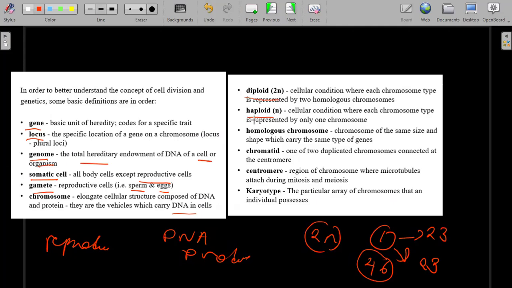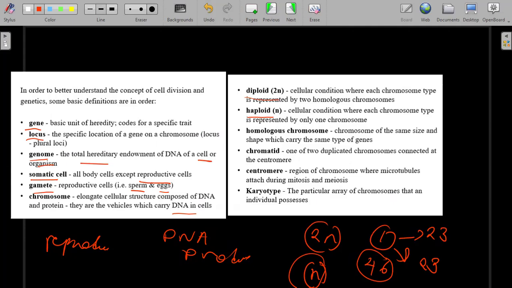For haploid, it's going to be indicated by the letter N. Haploid cells are a cellular condition where each chromosome type is represented by only one chromosome, which is N. That's what you have there.